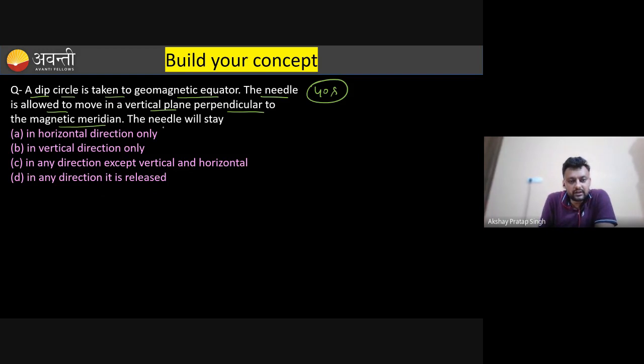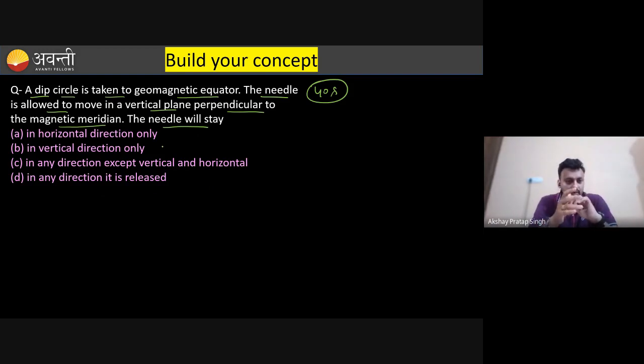The needle will stay. One thing that you should know: what is a dip circle? A dip circle is used for finding the angle of dip. While finding the angle of dip, we have a magnet which is free to move in the vertical plane. The arrangement of that needle is known as a dip circle.